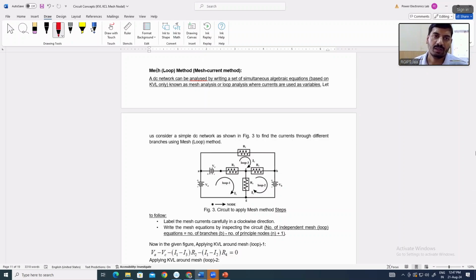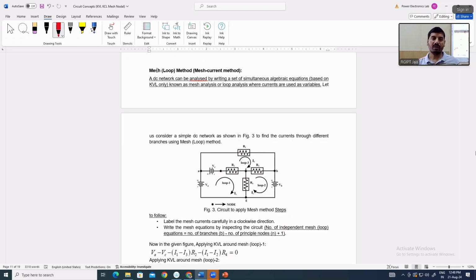So the mesh method is also called the loop method, or the mesh current method. Do you know what a mesh is? A mesh is an individual loop where inside the mesh there should not be any other loop. So in a circuit, firstly you have to find out the number of meshes, and then define the current flowing in those meshes, since a mesh is itself a loop.